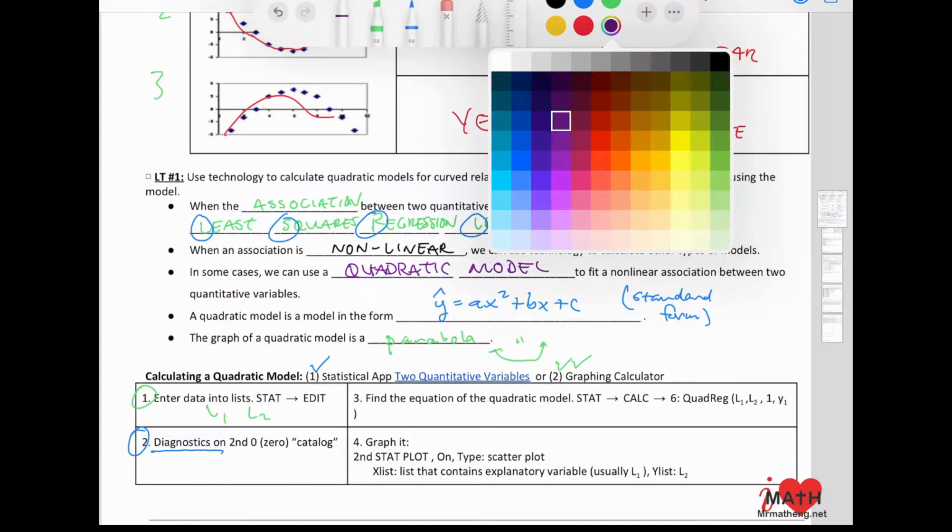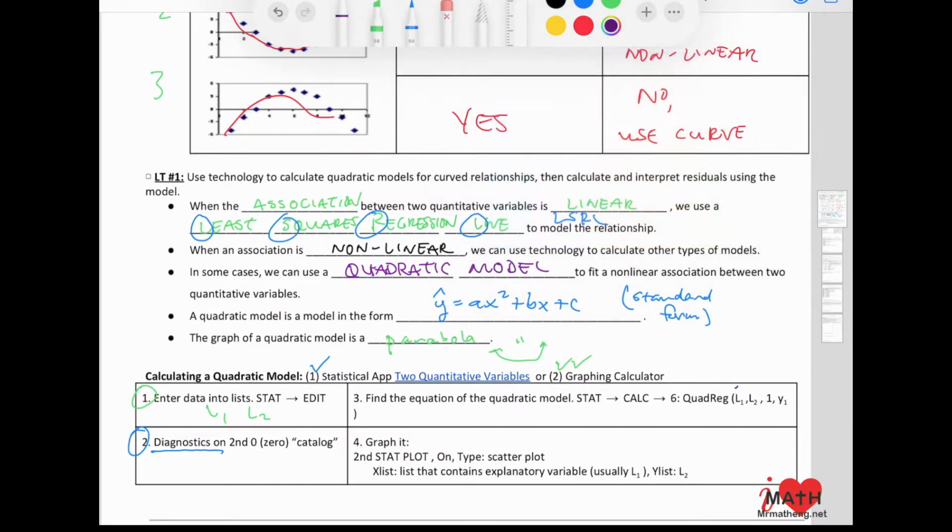Number 3, find the equation of the quadratic model. You're going to press Stat, Calc, and on my iPad here, I'm using that app, it's number 6 called QuadReg, and you'll put in list 1, list 2. This is just the frequency, and this is where to store it, so you can actually graph it. And then number 4, graph it. Press second, stat plot. Make sure it's on, and the type is scatter plot. Your X list will be L1, and your Y list will be L2.